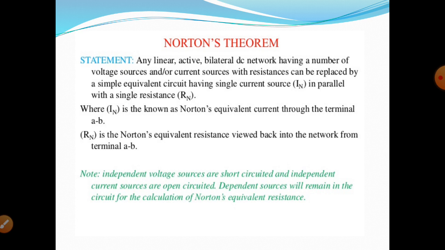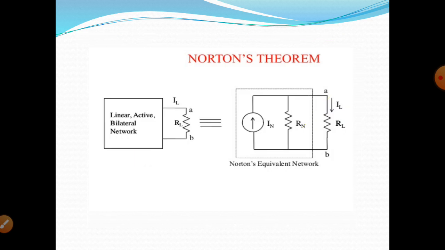Before that, we have the important note of Norton's theorem. Each and every independent voltage source is taken as short circuited and independent current sources are taken as open circuited. This is the equivalent circuit of Norton's theorem. Norton's current IN is in parallel with Norton resistance RN across the load resistance.